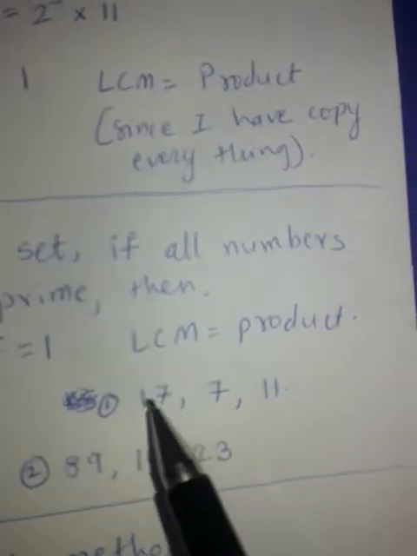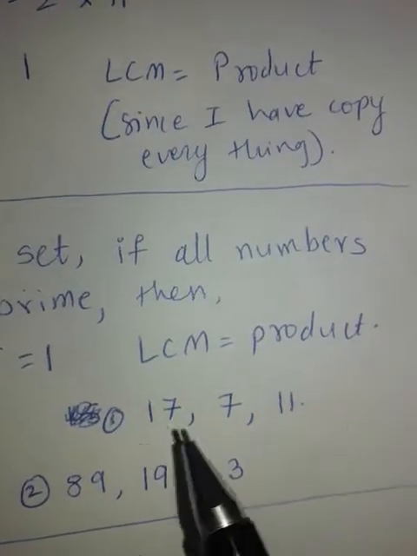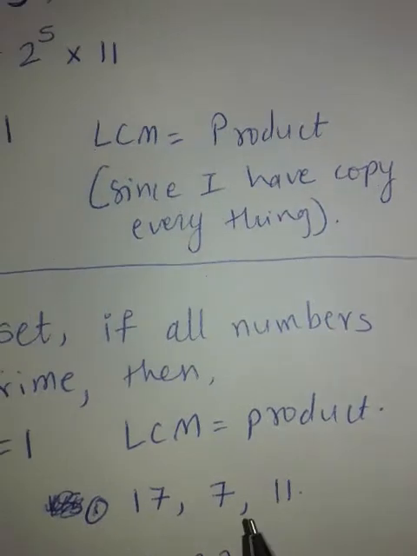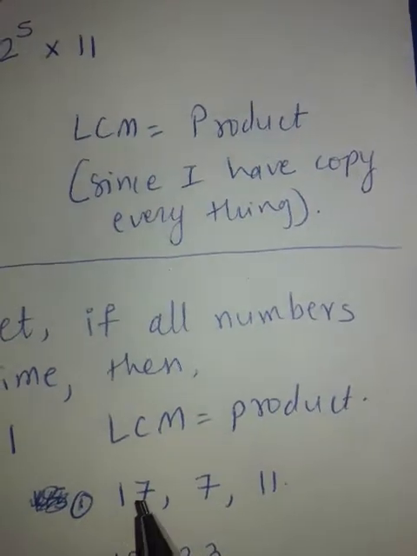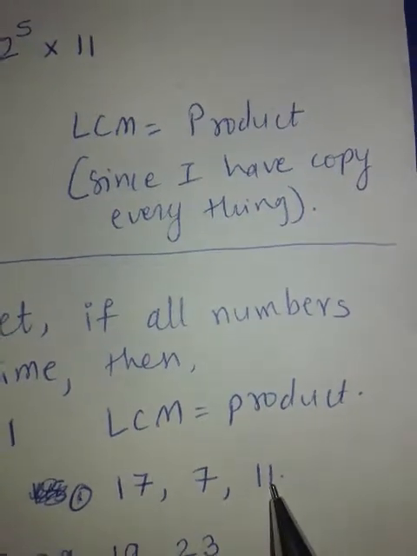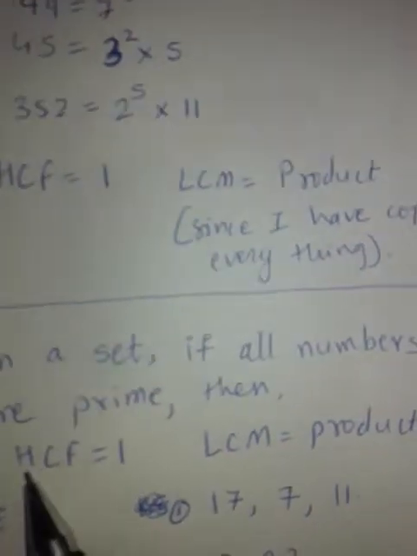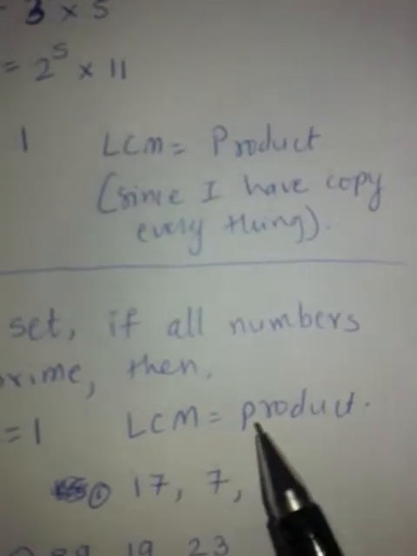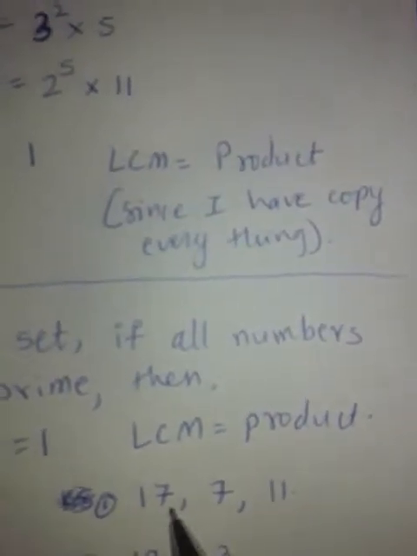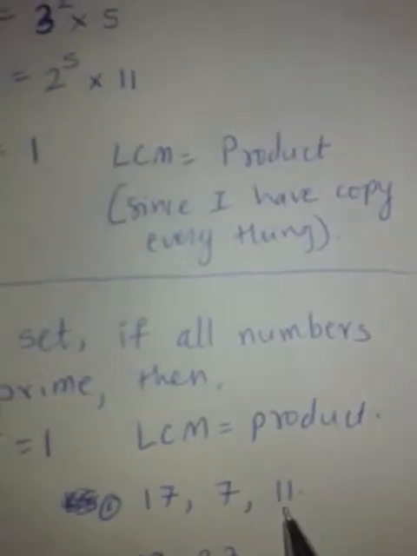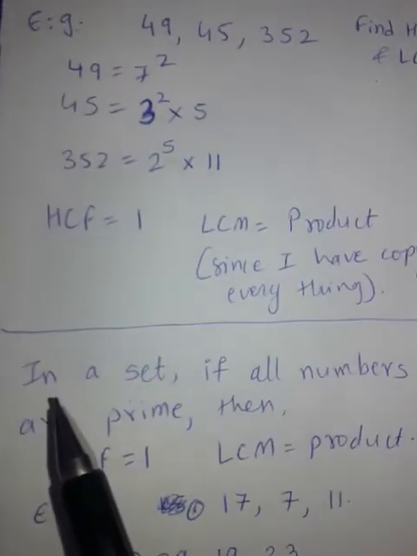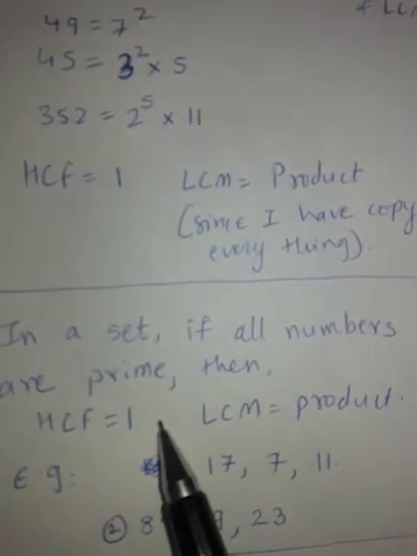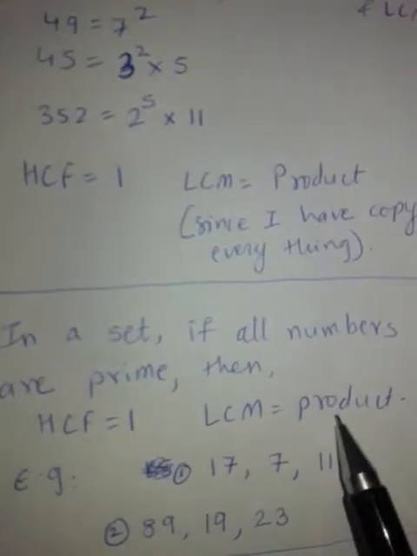If in a set there are only prime numbers, say I am asked to find HCF of 17, 7 and 11. Do you observe all 3 numbers are prime? That means their highest common factor is 1 and LCM will be their product, 17 into 7 into 11. That is the rule for prime numbers. In a set, if all numbers are prime, then HCF is 1 and LCM is the product.